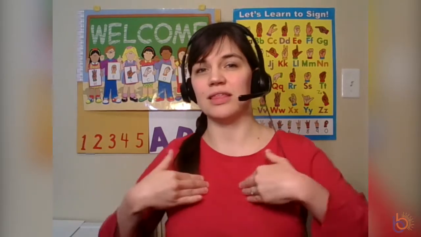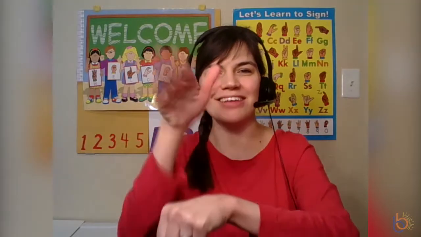The first word is animal. To sign animal, take 2 hands and bend them. We call this a bent hand shape. Put the hands on your chest and move them in and out. This represents an animal breathing. Animals are living things that breathe. Animal, animal.